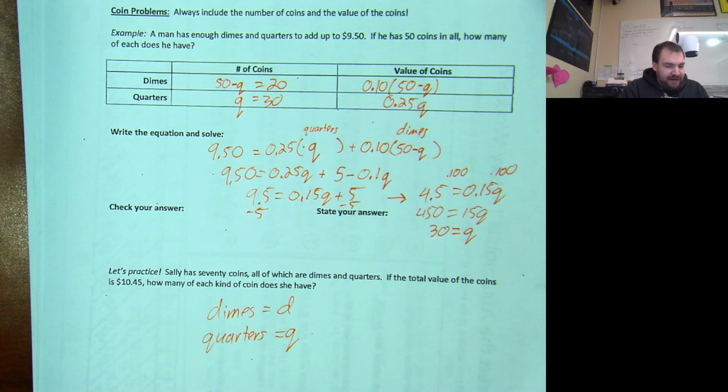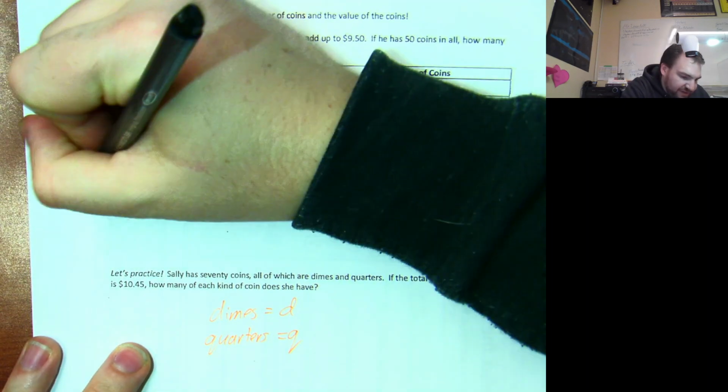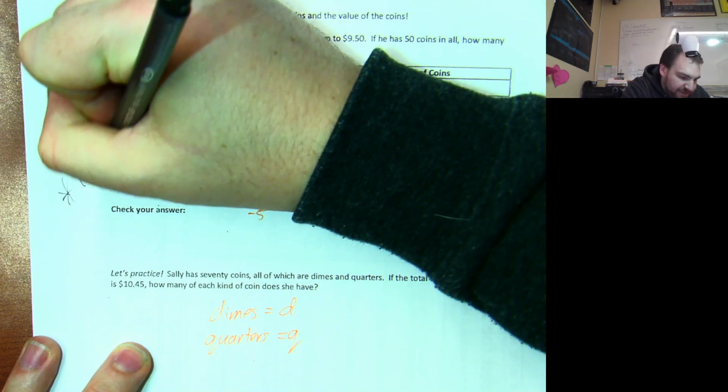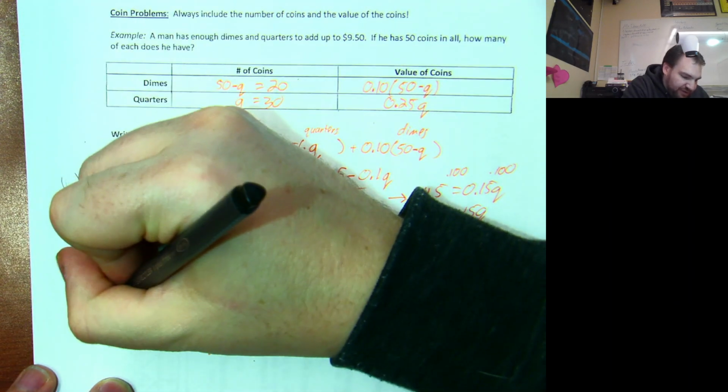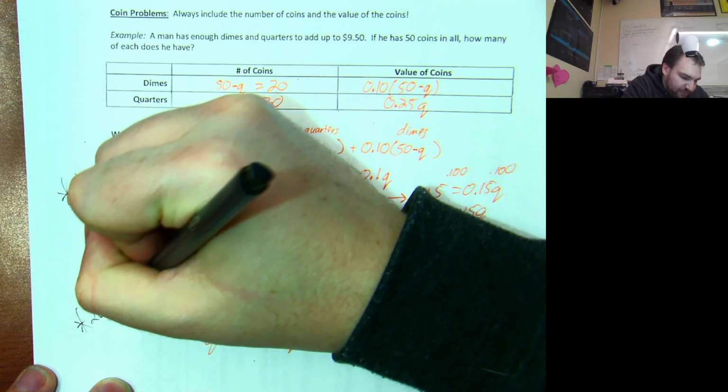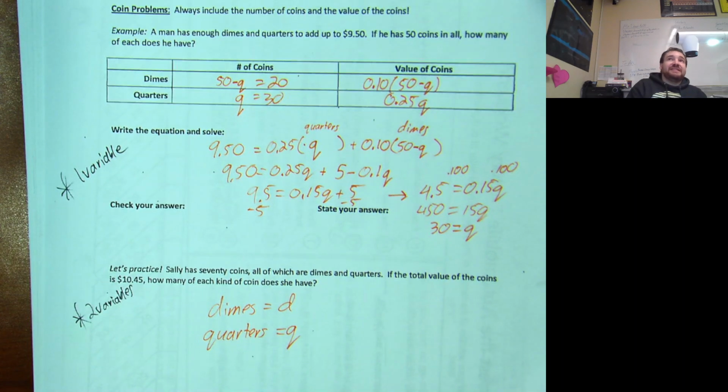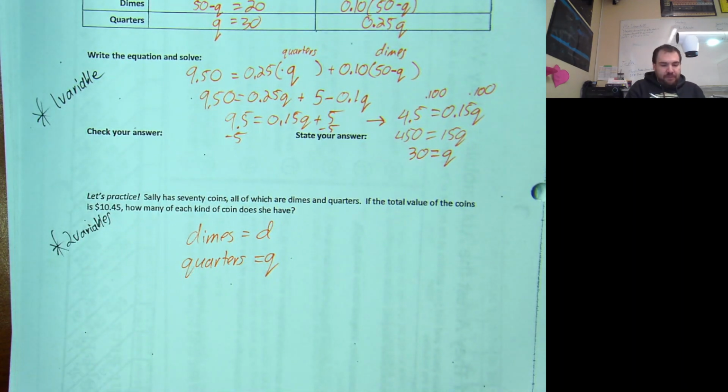So maybe actually I'm going to make a note here. This is one variable up top. Down here, it's the exact same style of question using two variables. And you're going to see here it's exactly the same as what we did before.